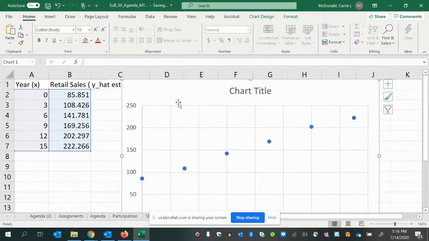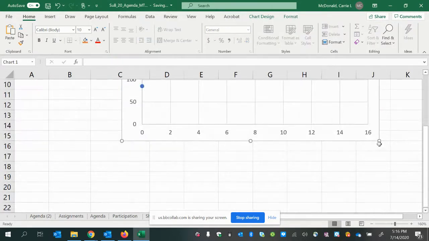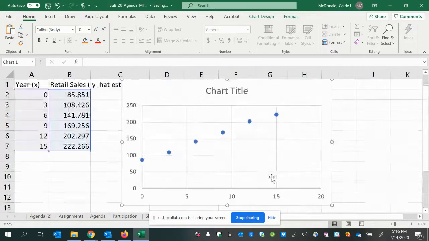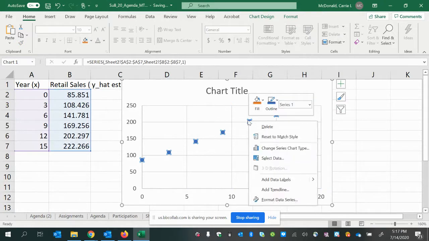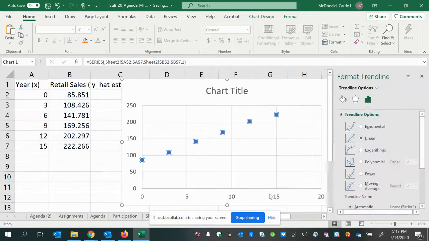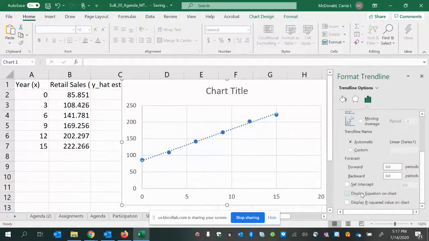All right, so now to find the regression equation, we're going to click on the dots, right click, and then go down to Add Trend Line. We want to make sure it's selected on linear, and then come down and click Display Equation and Display R Squared.